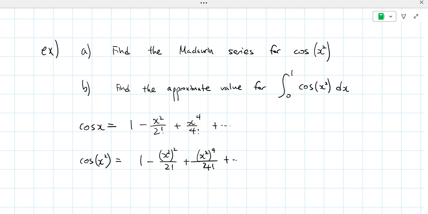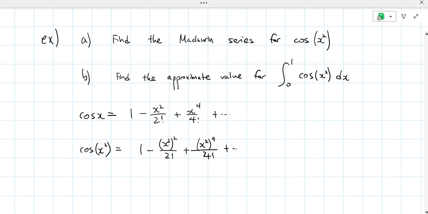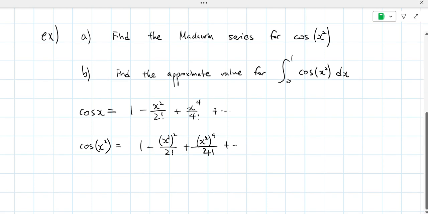From here to here, x changed to x squared, x changed to x squared. You don't need to find the Maclaurin for x. No, no need to. Maclaurin's first series for x squared, that's x squared.